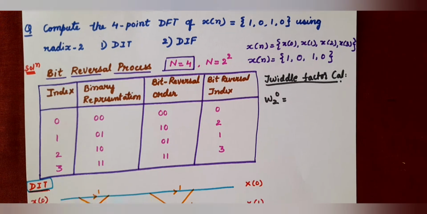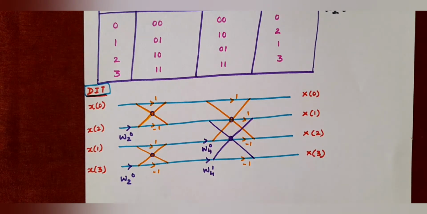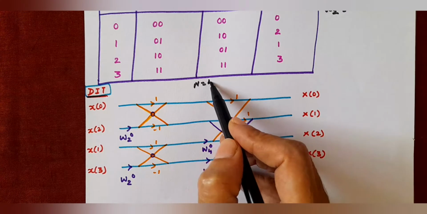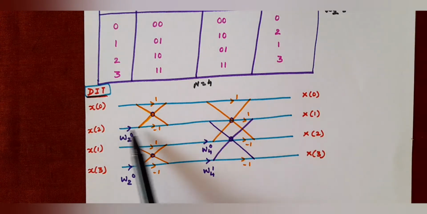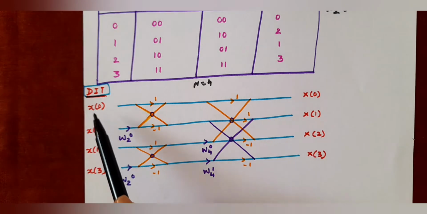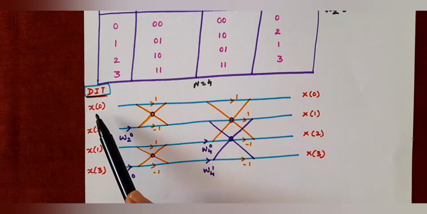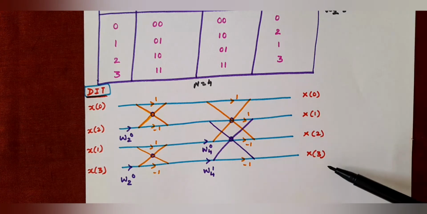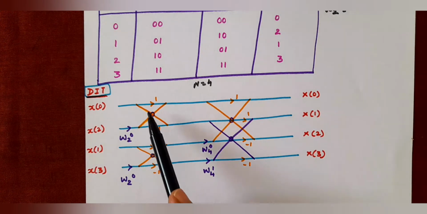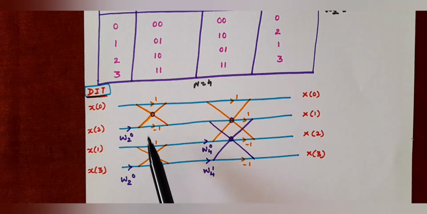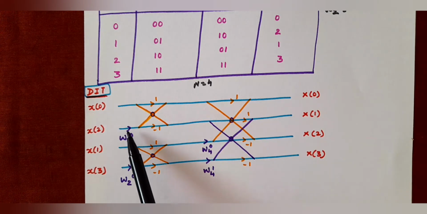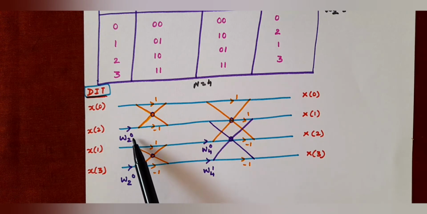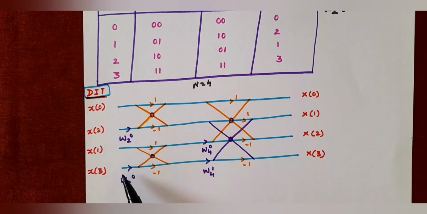So coming to the DIT flow graph, you already know how to draw a DIT flow graph for N equal to 4. For N equal to 4, we have to draw 4 lines. Input variables are designated by small x and output variables are designated by capital X. This is the first stage of the flow graph comprising 2 sets of butterflies, and the twiddle factor in DIT is placed at the start of the second line. Its value is W2 to the power of 0, repeated 2 times, that is also known as the exponent repeat factor.